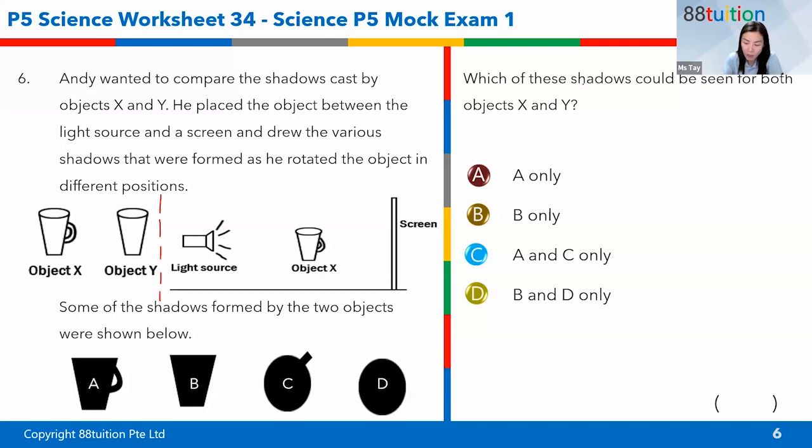Which of these shadows could be seen for both objects X and Y? Can it be A? A, definitely not, right?